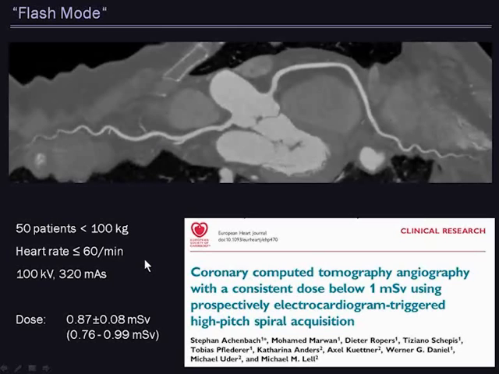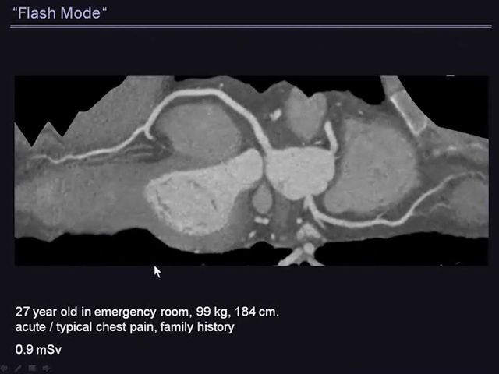We looked at a series of 50 patients. We used a threshold of 100 kilograms and a threshold of a heart rate of 60 beats per minute, 100 kV tube voltage, 320 mAs, which is our standard protocol for flash scanning, and in 50 patients achieved an average dose of 0.87 millisieverts, and in every single case the dose was less than 1 millisievert. So this is a scan mode which really allows us to use very, very low doses in somewhat selected patients, with low heart rate and not excessively high body weight.